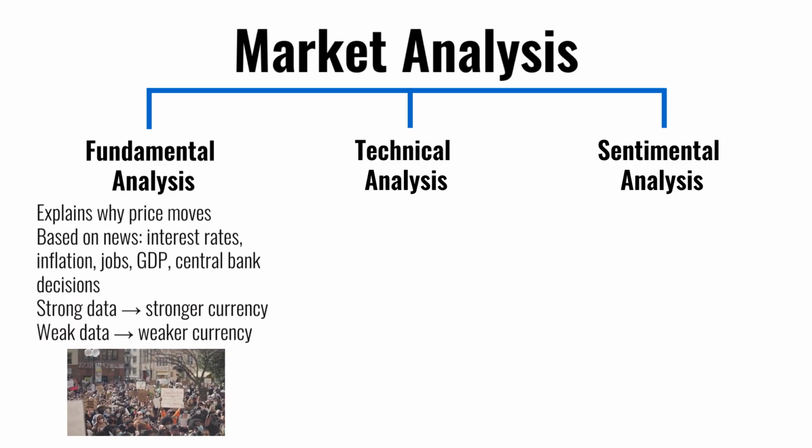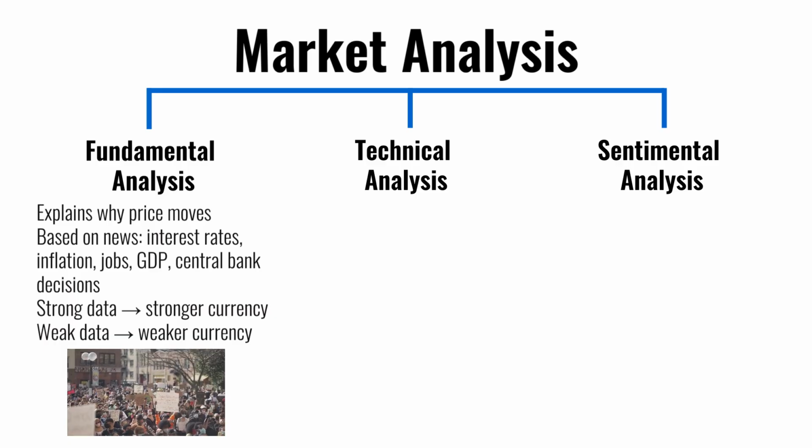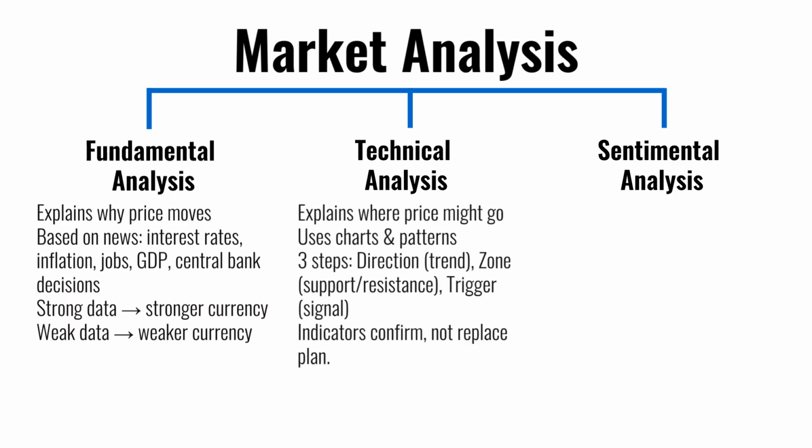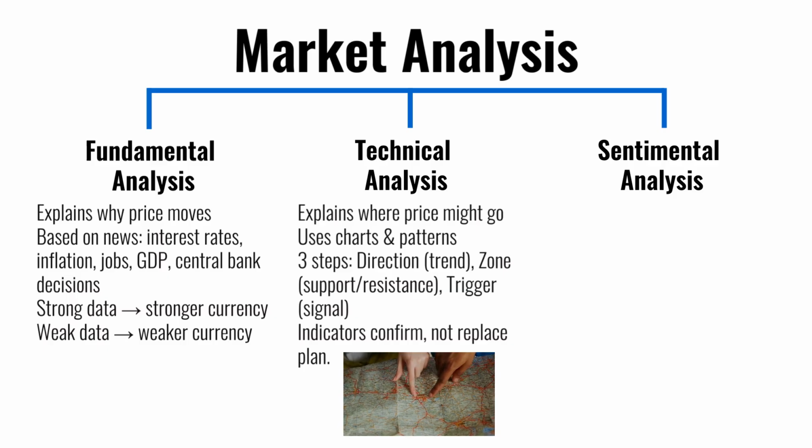Simple rule: stronger data makes a currency stronger. Weaker data can make it weaker. Imagine a healthy economy. It pushes the currency higher. A weak economy, the currency drops. Next, technical analysis. Think of it as the map of the market. It shows you where price has been and where it might go next.